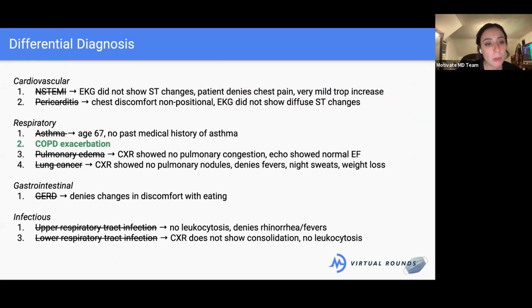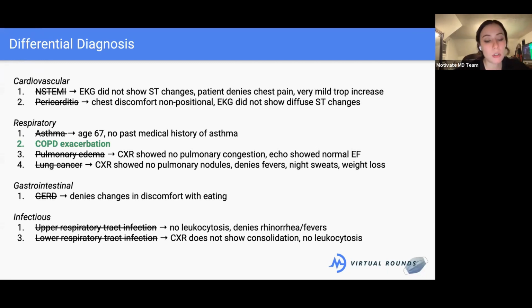So NSTEMI, we're going to cross that out because the EKG did not show any ST changes, right? And the patient denies the chest pain that you're typically looking for. You're typically looking for the substernal, crushing or tightening chest pain. And he had a very mild troponin increase. I know before we said he had an elevated troponin, instead of 0.03, it was 0.04. Actually, you know what? I think it's supposed to say STEMI right there, so ignore me. No ST elevation because it's not a STEMI. And then a very mild troponin increase, because if he was having a STEMI, his troponins would be jumping a lot higher than just 0.01. You know what I mean? So we can get that off the differential.